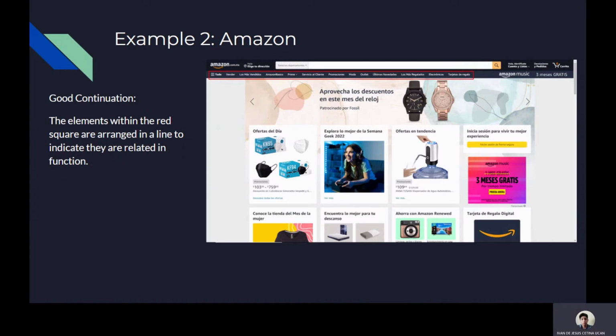For our second example, we have the interface of Amazon. In this one, we have an example of the good continuation pattern. The elements within the red square highlighted there are all arranged in a straight line, indicating that the elements there have a close relation to one another compared to the other elements in the interface.